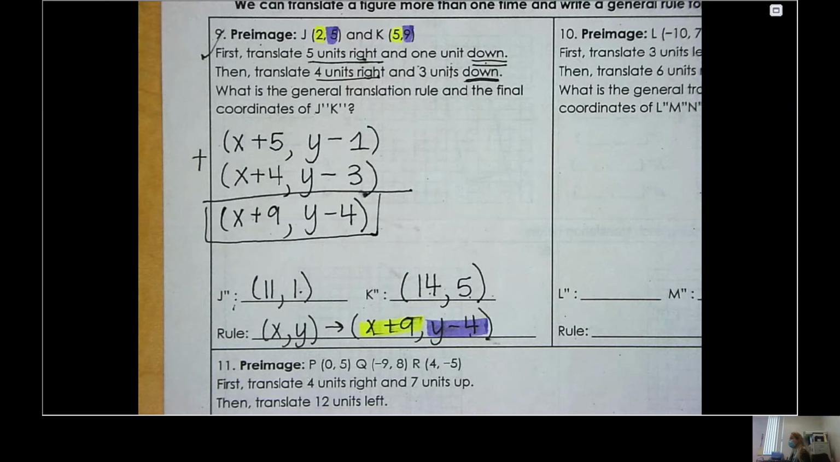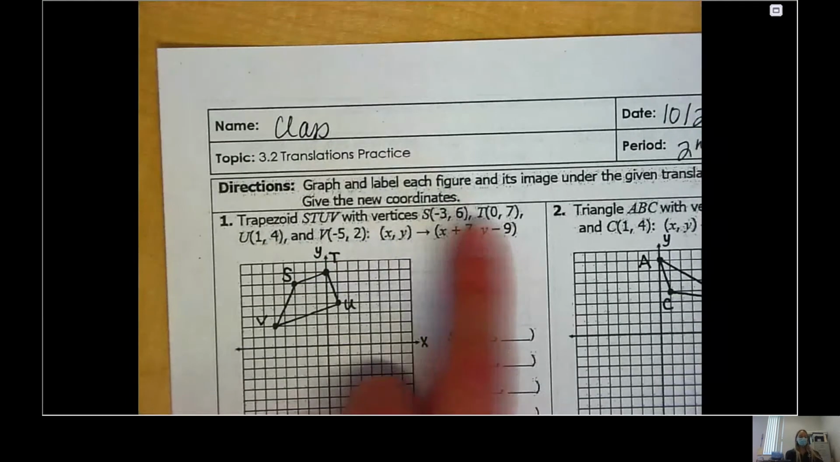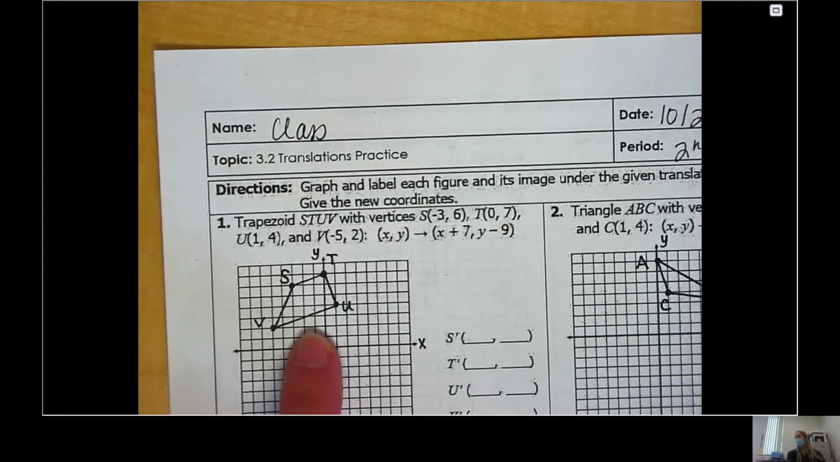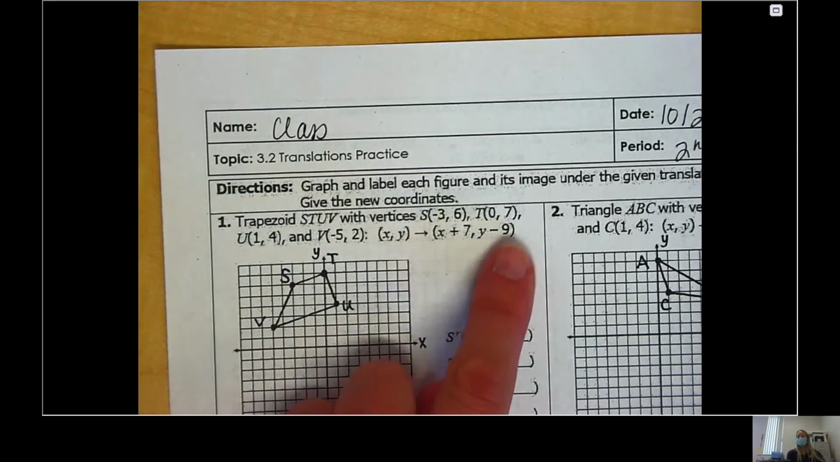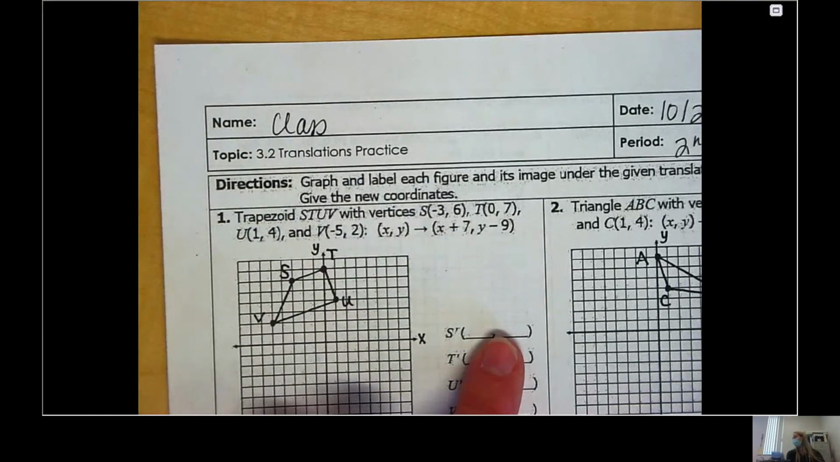Okay. Are we just finding the coordinates after? Are you just finding the what? You're finding the coordinates after you translate. So the ones that are on the graph are the original points that are right here. So I graphed these 4 points right here. So you're just telling me after you shift it, X plus 7, Y minus 9, what are the new coordinates now?